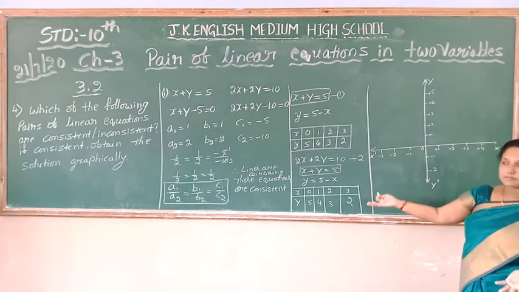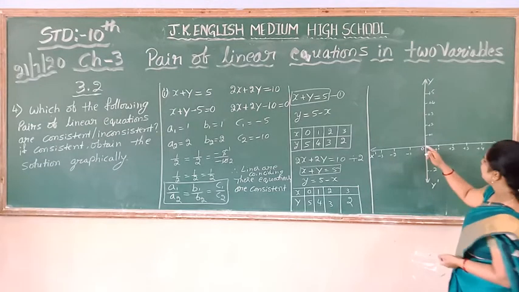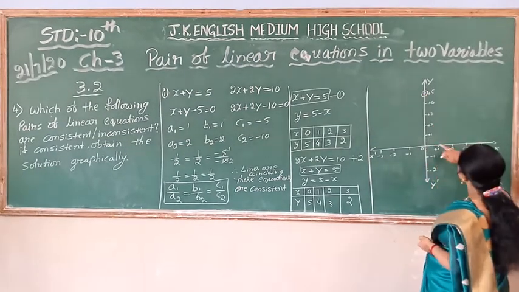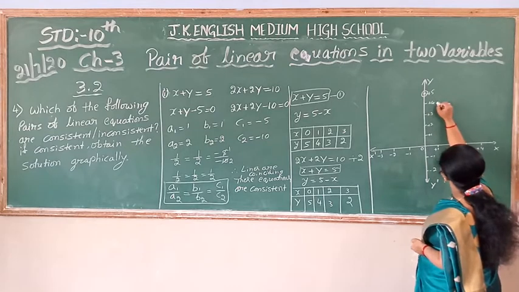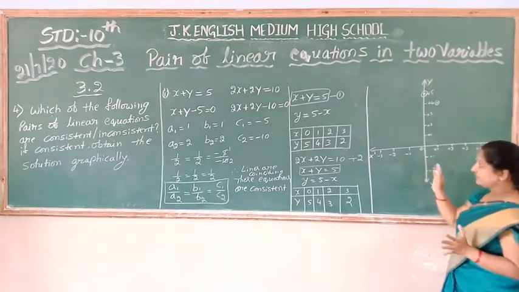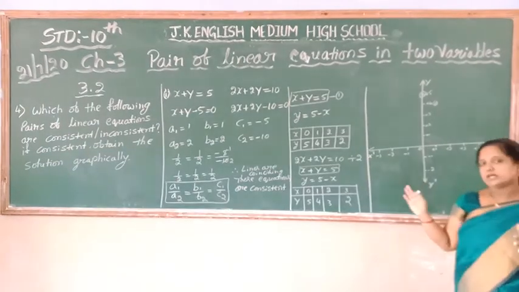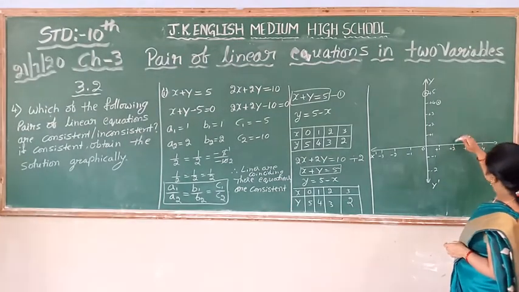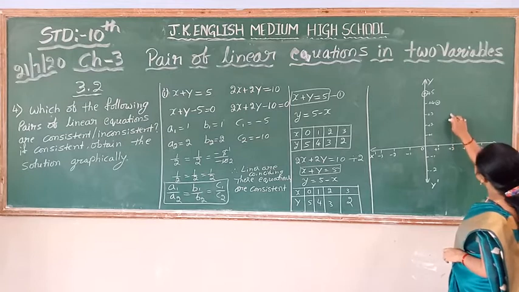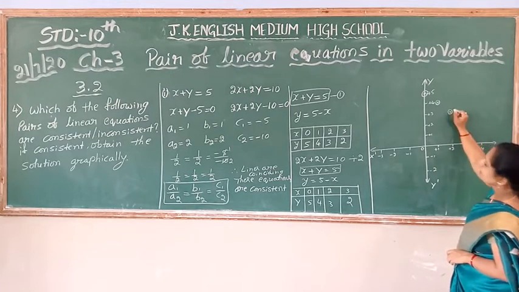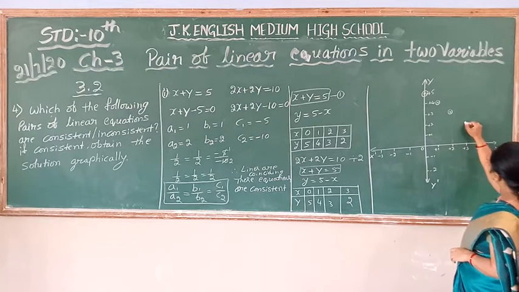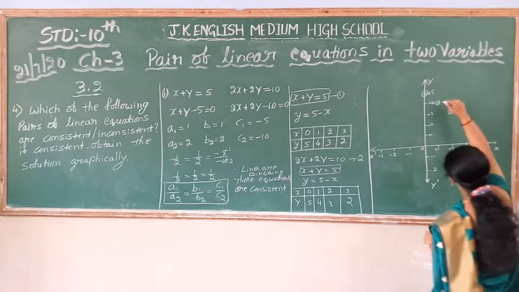Now I am going to mark the points. Both equations are the same. 0, 5 means it comes here, and 1, 4 means it comes here. In a diagram it may look off, but if you plot the graph it comes correct. So 2, 3 and 3, 2 you can mark here. See now, both the lines are going to come on this.